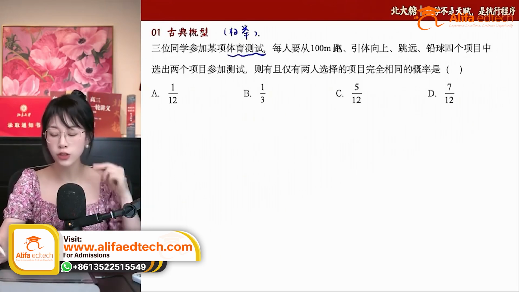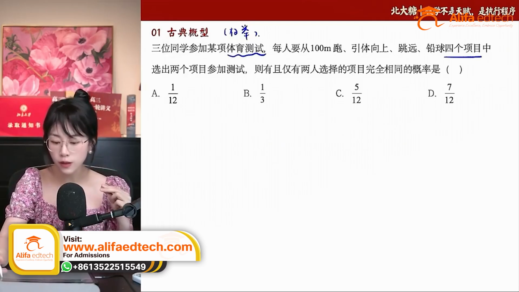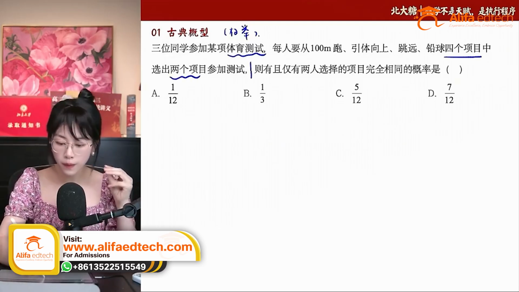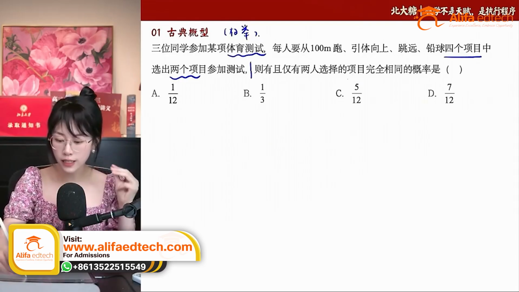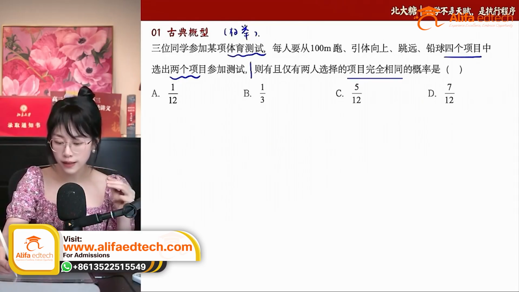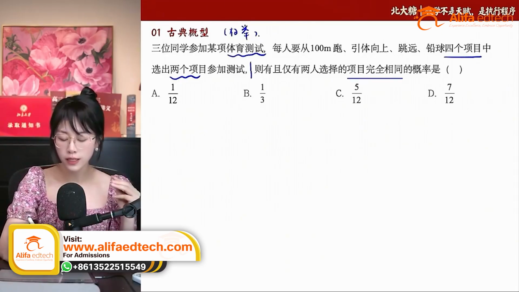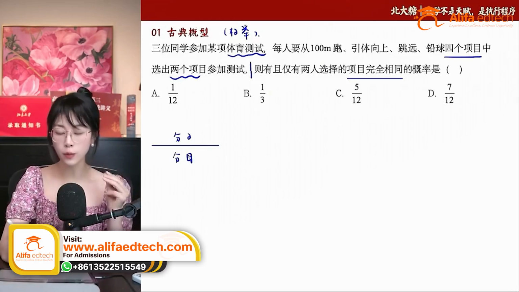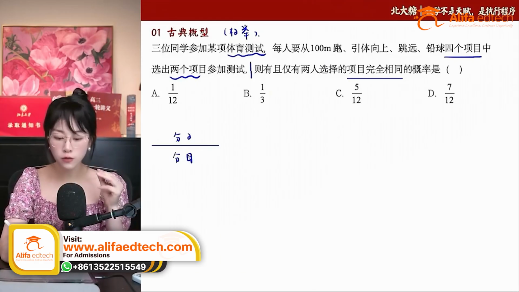For example, 3 students are taking a sports test, and each of them needs to choose 2 out of 4 events to participate in. Then, what is the probability that exactly 2 people choose exactly the same events? Think about it. Of course, we need to calculate the numerator and denominator separately. What is the denominator? It's the total number of possible outcomes. The numerator is the number of outcomes that meet the requirements of the question.